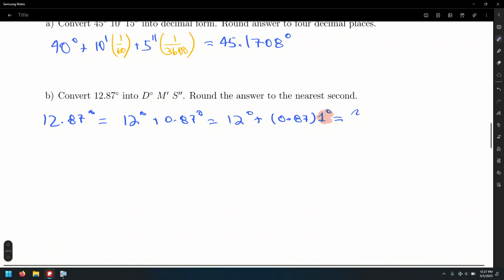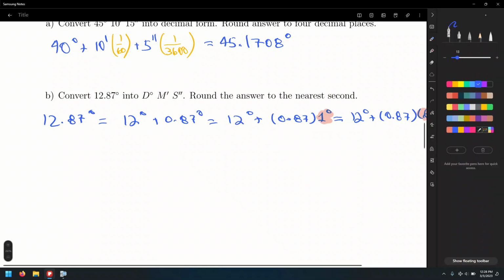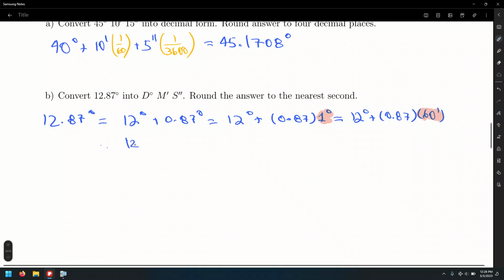Let me highlight this 1 degree, because we are going to write down its equivalent in minutes. So this is the same as saying 12 degrees plus 0.87, and 1 degree is the same as saying 60 minutes. Let me highlight the minutes so you can see what I am converting into what. That is the 1 degree and the 60 minutes. So how about we multiply this 0.87 times 60? Multiplying that, it's going to give us 12 degrees plus 52.2 minutes.